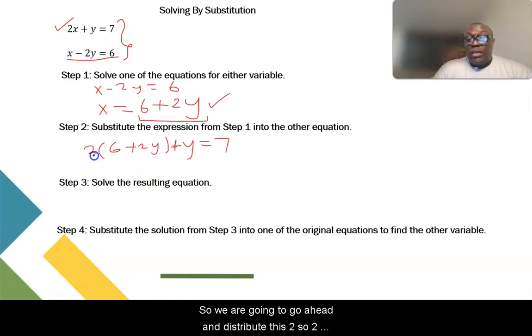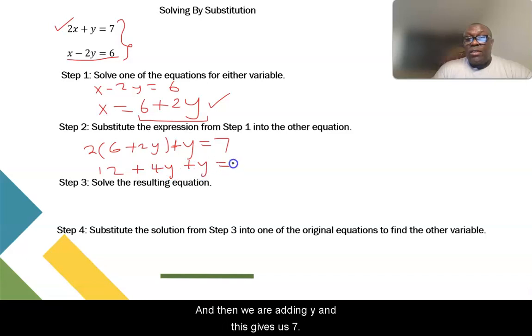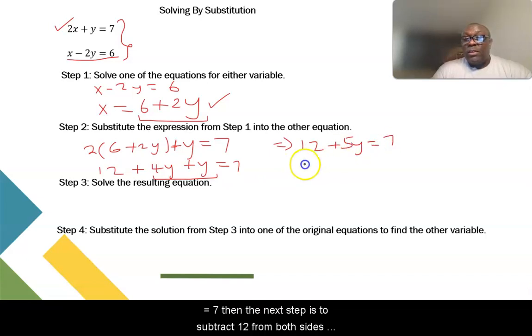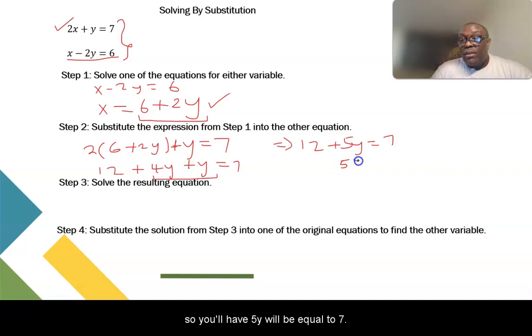So we are going to go ahead and distribute the 2. So 2 times 6 gives you 12, and 2 times 2y gives you 4y. And then we are adding y, and this gives us 7. Now notice that here, we combine like terms, 4y plus y, that is 5y. So we get 12 plus 5y equals 7. Then the next step is to subtract 12 from both sides. So we'll have 5y equals 7 minus 12. And so we get 5y equals negative 5.